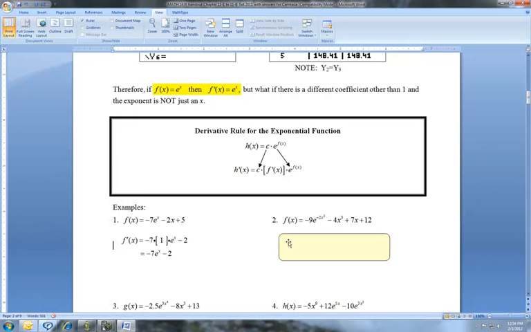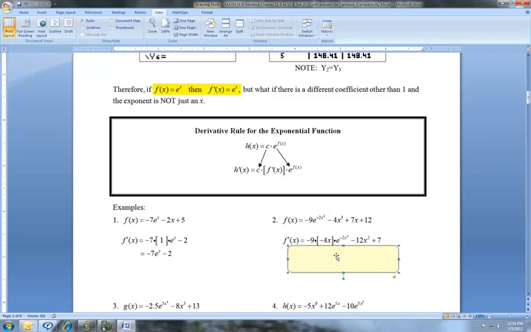Let's look at this one. I see 1, 2, 3, 4 functions. I see the 12. It's going to go away here in a minute. But here's an e. All right. Separate -9 times some grouping symbol, e to the -2x squared. There's my sum grouping symbol.